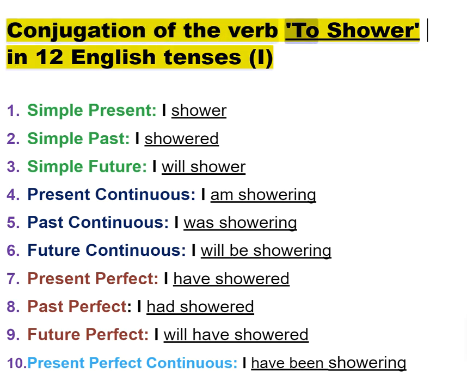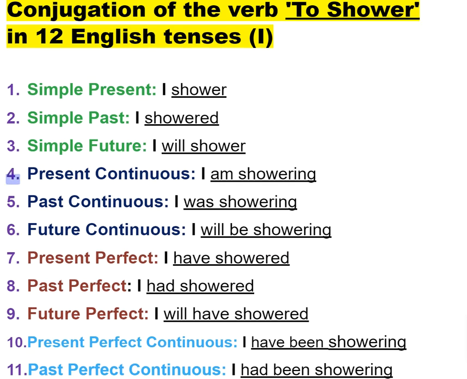Conjugation of the verb to shower in 12 English tenses. 1. Simple present, I shower. 2. Simple past, I showered. 3. Simple future, I will shower.